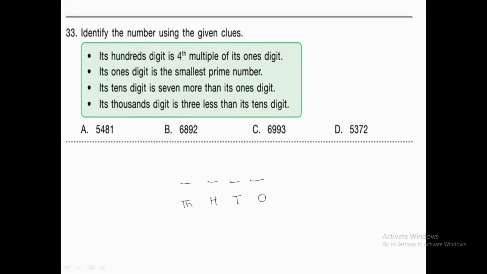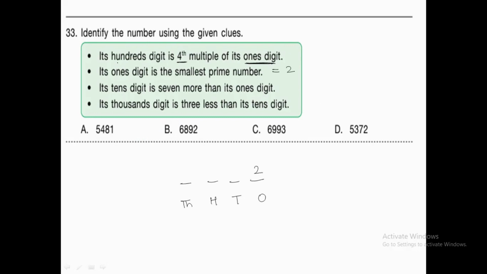The first clue is that its hundreds digit is the fourth multiple of its ones digit. So whatever the ones digit is, the hundreds digit will be the fourth multiple of that. The second clue is that the ones digit is the smallest prime number. The smallest prime number is 2, so we can put 2 at the ones place, because 2 is the smallest prime number and even itself.